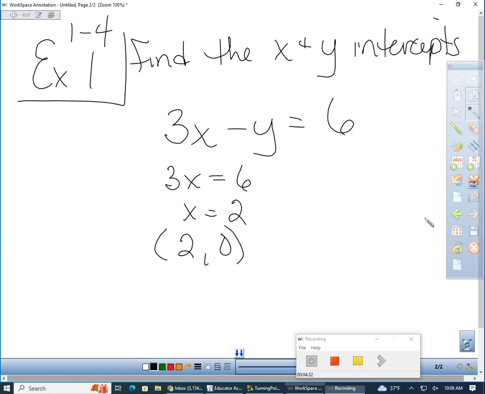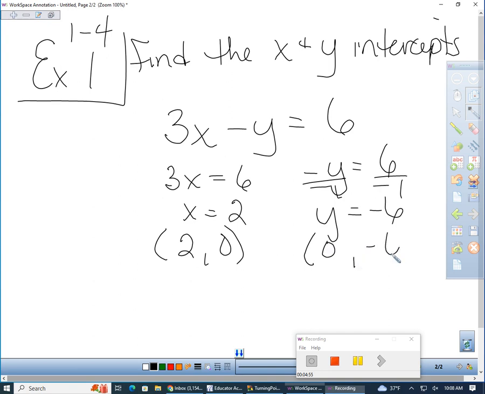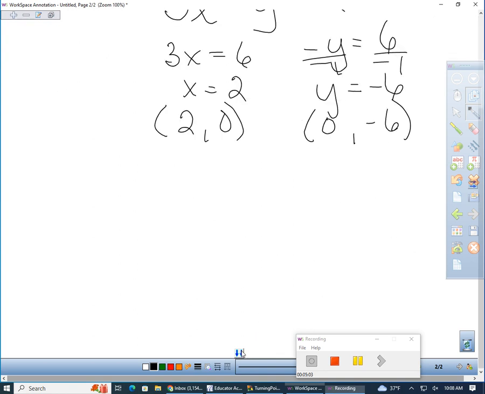So then if I want the y-intercept, what am I going to cover up here? The 3x. I'm going to be left with negative y equals 6. Now I solve that by dividing by what? Negative 1. And y equals negative 6, or the point 0, negative 6, because I put a 0 in for x. All right, let's do one more in the same example.